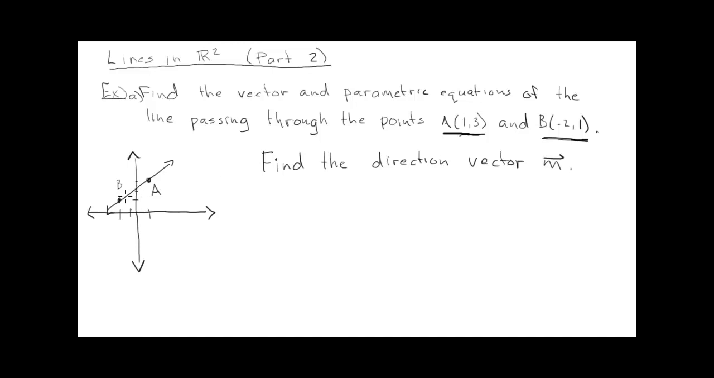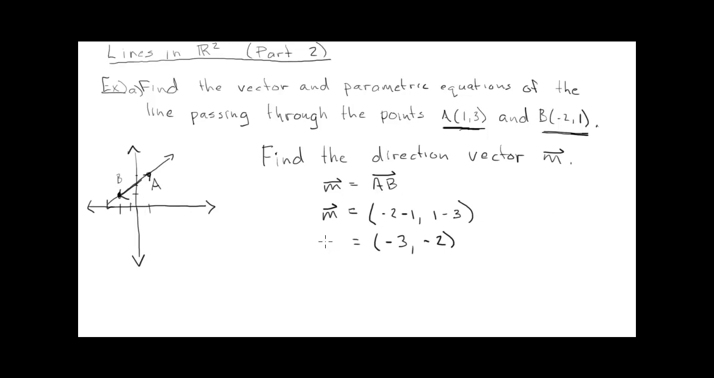Okay. So what's a vector parallel to this line? Well, how about the vector AB? How about I let M equal to AB? Right? AB is obviously parallel to this line. It's on the line. And you could use BA if you wanted. Actually, the way I drew it, I drew BA, but we could do AB. Let's do AB. So M, how do you find the vector AB? We just take the B coordinates minus the A coordinates. So that'd be minus 2 minus 1, 1 minus 3. So minus 3, minus 2. So here's a direction vector. So you can think of it as down 3 over 2 to the left. So that's what's happening here. So here's a direction vector.